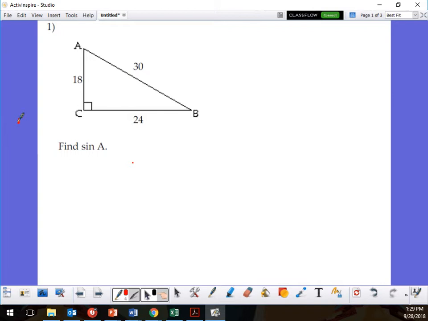So now, for this one right here, I'm going over the multiple choice. I'm going to show you all the work for each one of these problems, and then you're going to fill in the multiple choice answer. So this one says sine of A. A is going to be my reference angle. A is the reference angle right here.